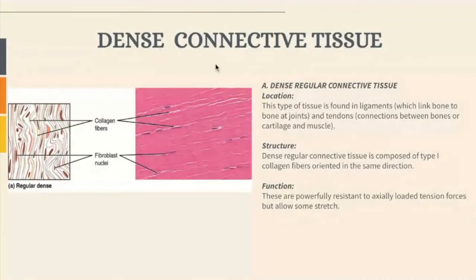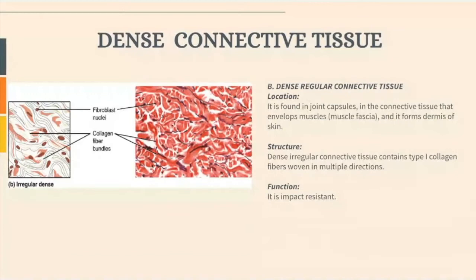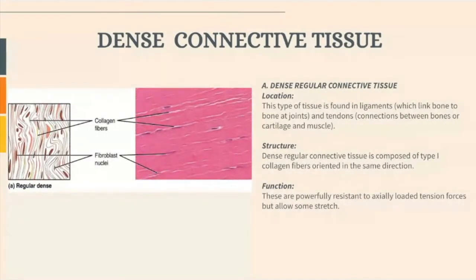And next is the dense connective tissue. We can divide dense connective tissue into two main types, the regular and the irregular. So the regular is found in the ligaments that link one bone to another bone by a joint, and also you can find it in the tendon, the connection between bones or cartilage and muscles.